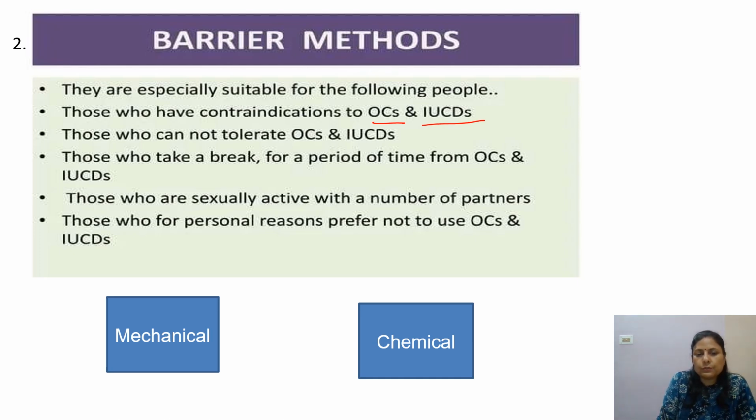It is also useful for those who are sexually active with a number of partners, and those who for personal reasons prefer not to use oral contraceptives and IUCD. For them, barrier methods are a good option. There are two types of barrier methods: mechanical and chemical barrier methods.